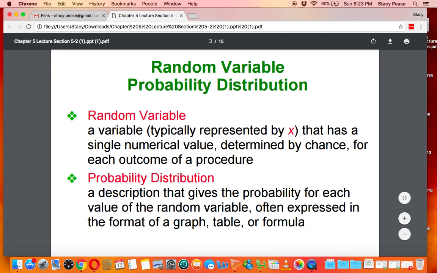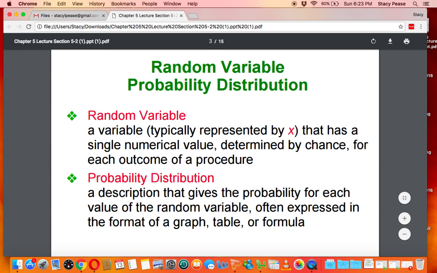Some terminology that we need to talk through. The first is the random variable and what that actually means. So a random variable is a variable typically represented by x, so similar to what we've seen before, that has a single numerical value determined by chance for each outcome of a procedure. So for each outcome of a procedure, you may have a different value for your x, as we'll see in some of the examples in this section. And you'll see that each of those values will have a probability associated with it.